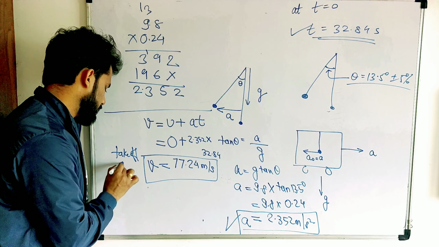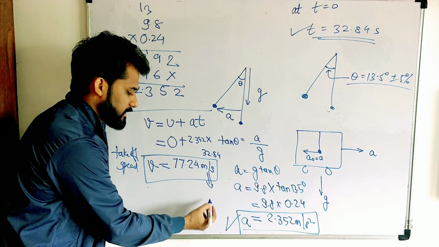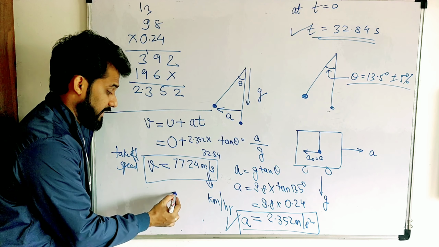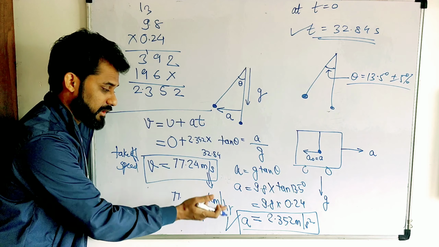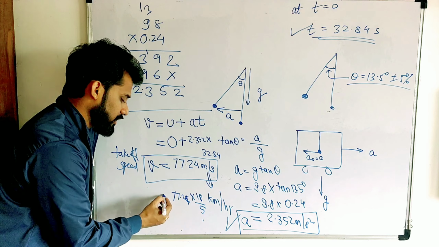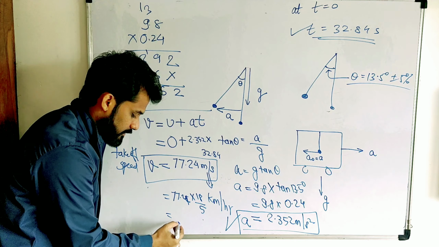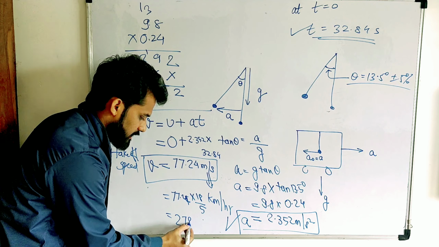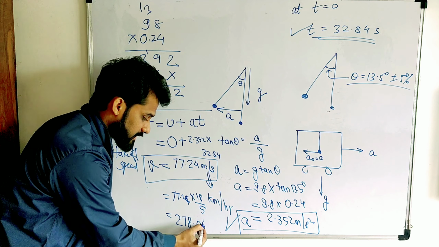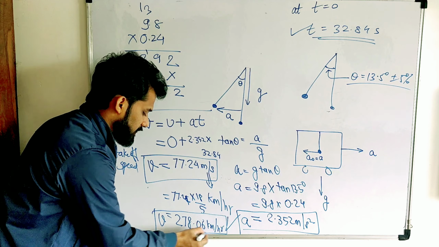Takeoff speed. And if I convert meters per second into kilometers per hour, I need to multiply this by 18 by 5. The factor for converting meters per second into kilometers per hour is 18 by 5. On solving this on a calculator, you get 278.06 kilometers per hour. So this was the takeoff speed of the aircraft.